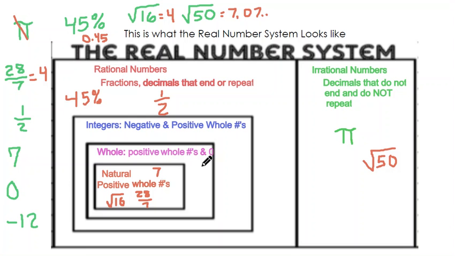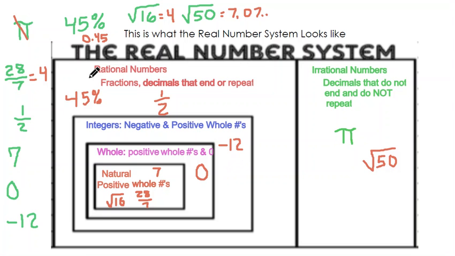0. 0 is a whole number. I've told you guys this before. 0 looks like a hole. Think of a hole in the ground. 0 is a whole number. And then now I have -12. -12 is a negative whole number, so therefore it is an integer.